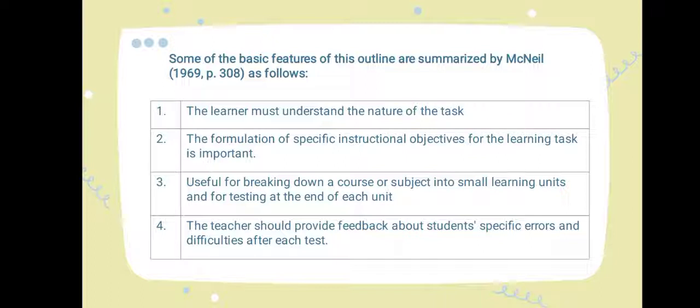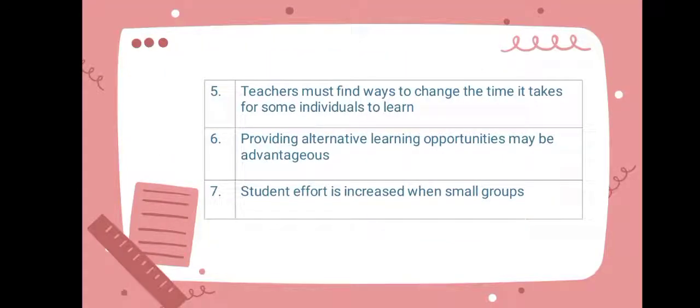The teacher should provide feedback about students' specific errors and difficulties after each test. The teacher must find ways to change the time it takes for some individuals to learn. Providing alternative learning opportunities may be advantageous. Two or three students meet regularly for an hour to review their test results and to help each other overcome difficulties identified through the test.